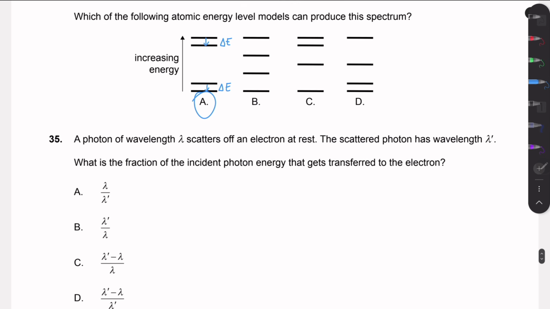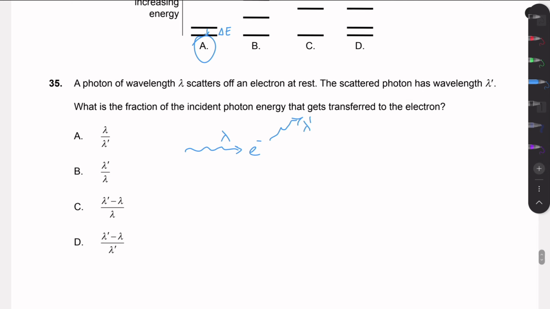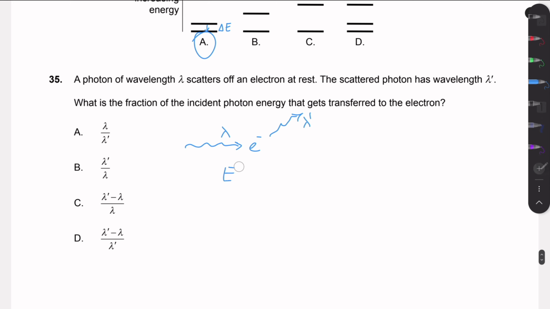And then question 35, we have a photon of wavelength lambda that scatters off an electron. So we have some photon, electron, wavelength lambda, and it scatters off with a wavelength of lambda prime. What is the incident photon energy that gets transferred to the electron? Well, the energy transferred will just be the incident energy, the energy of lambda, minus the energy of lambda prime. So this is how much has been transferred, and we want to find the fraction of this compared to the incident energy, so divided by E lambda.